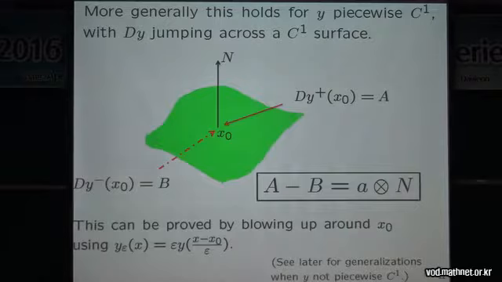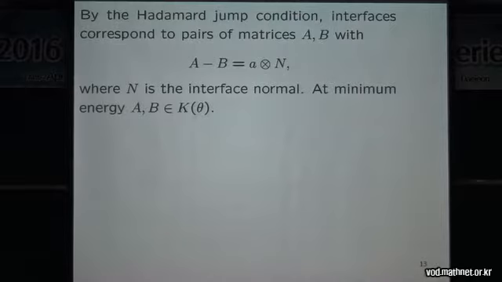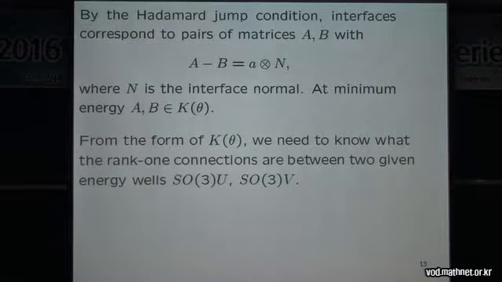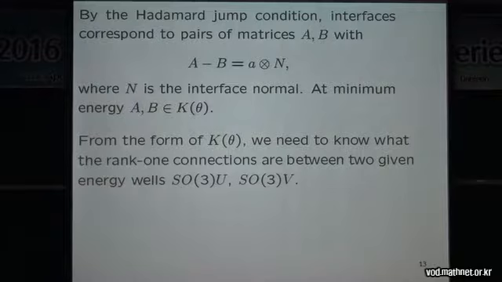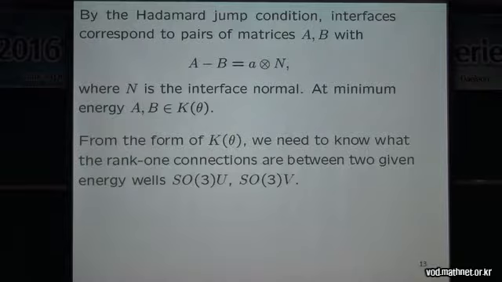So by the jump condition, interfaces will correspond to matrices A and B with A minus B is a tensor n. n will give you the normal. And so at minimum energy, we're going to want A and B to belong to this set K of theta. Okay. So now from the form of K of theta, which is a union of sets of the form SO3 times some positive definite symmetric matrix, that means that we want to know the rank one connections between two given energy wells, SO3U and SO3V.